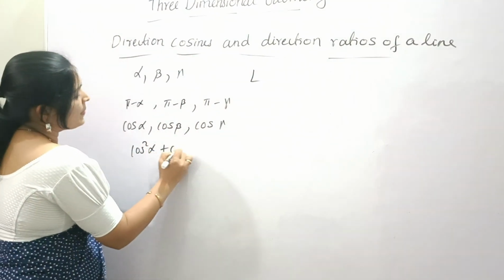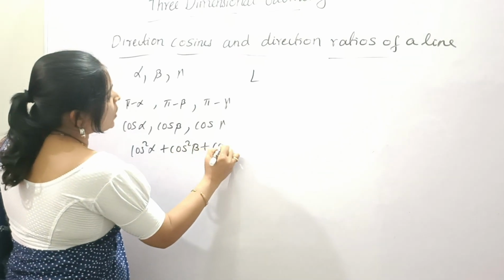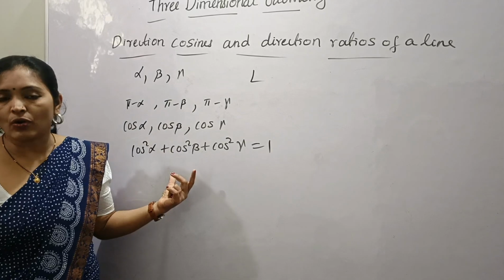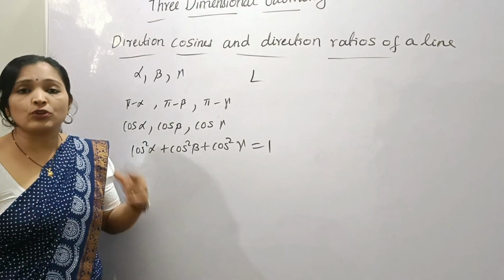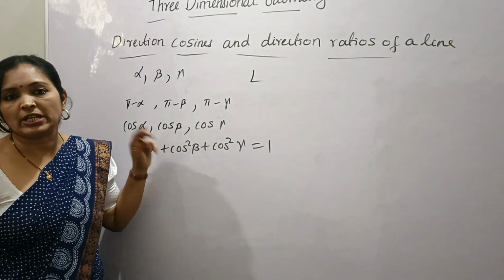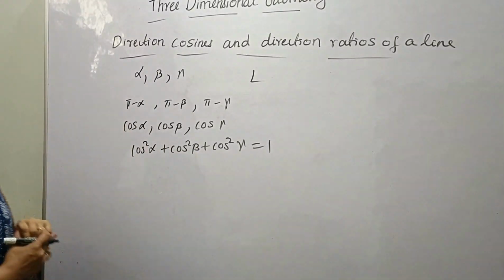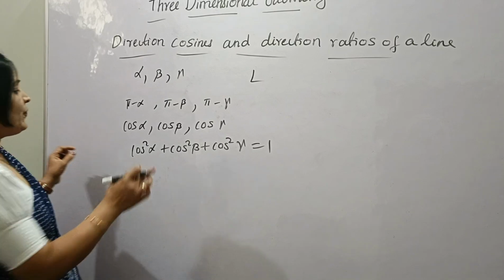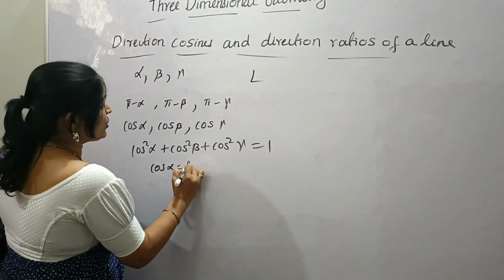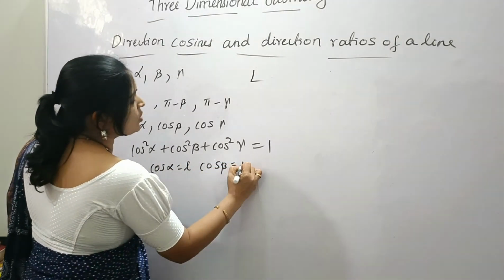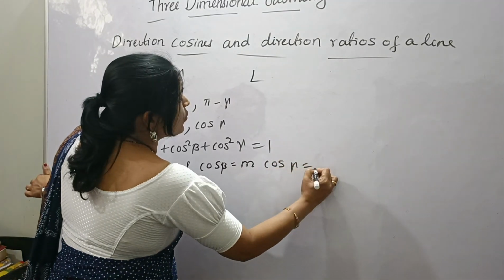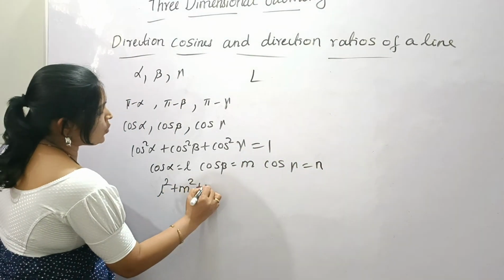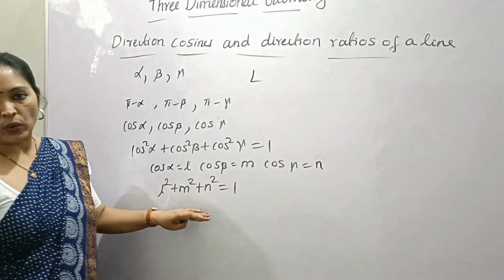Cos square alpha plus cos square beta plus cos square gamma is equal to 1. All these things we have already studied in vector algebra. If you have any doubt, you just go through the vector algebra chapter. So cos square alpha plus cos square beta plus cos square gamma is equal to 1. And we name cos alpha is equal to l, cos beta is equal to m and cos gamma is equal to n. Therefore, l square plus m square plus n square is equal to 1.